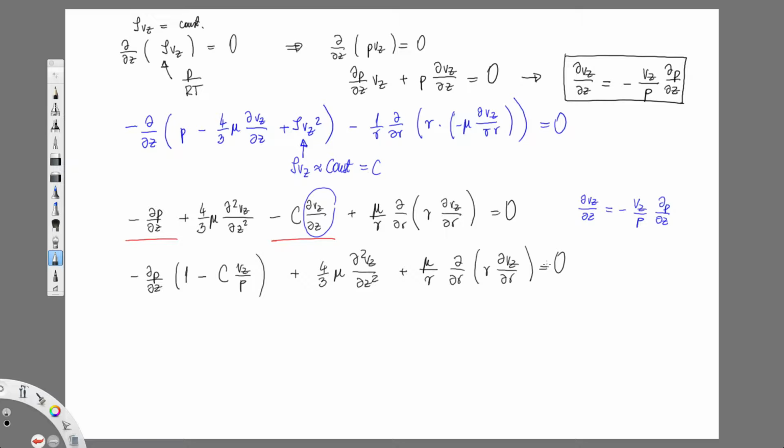Now I'm going to analyze this term a little further. So I have one, this is actually a constant, right? Whatever is in this C, remember that I have 1 minus rho Vz times Vz over P. So now I know this is 1 minus rho over p Vz squared.